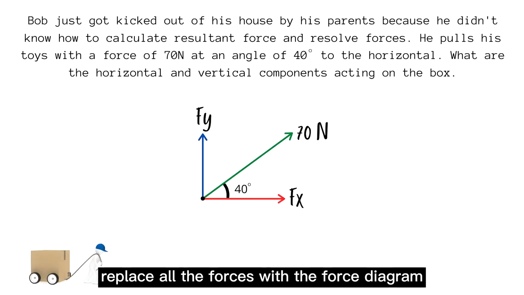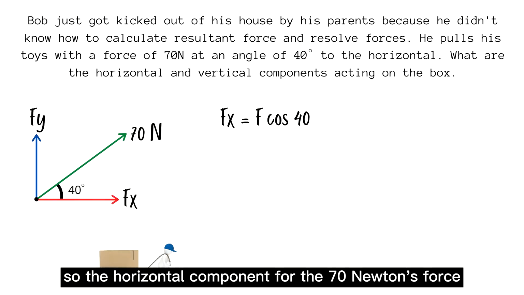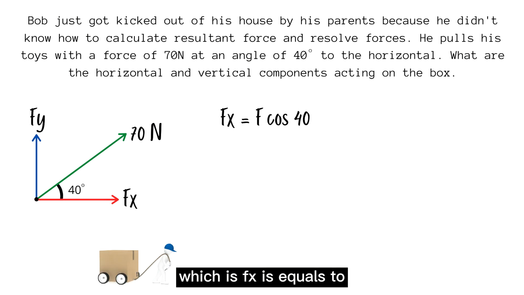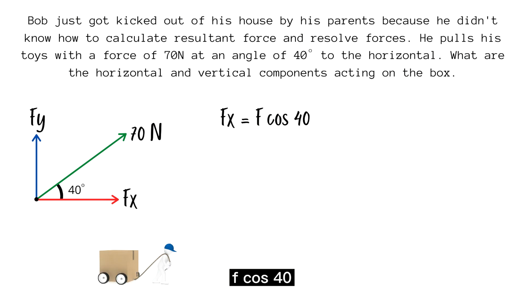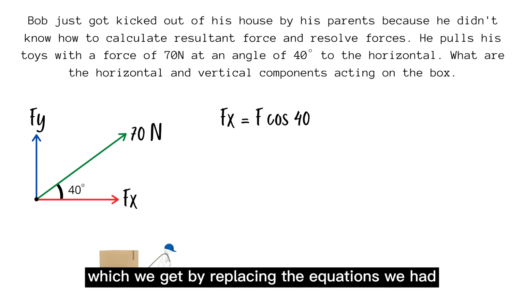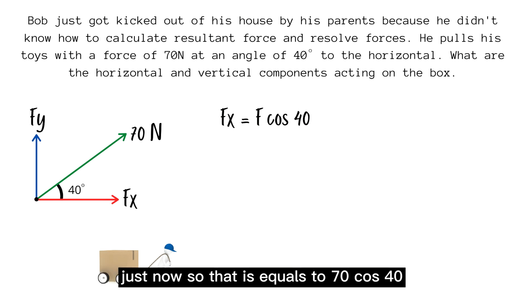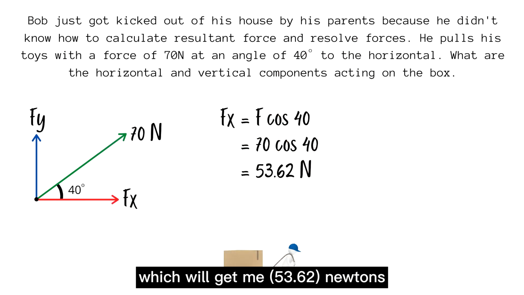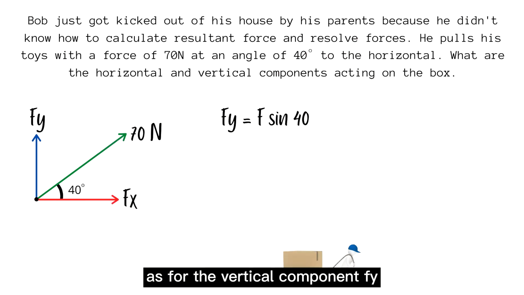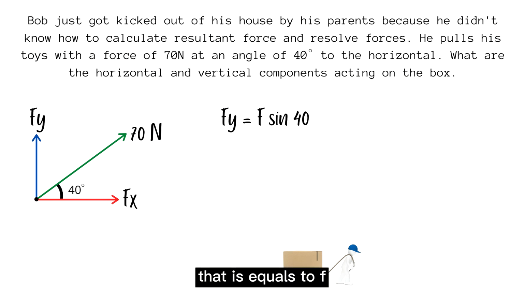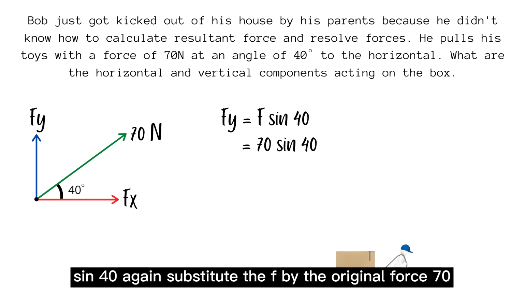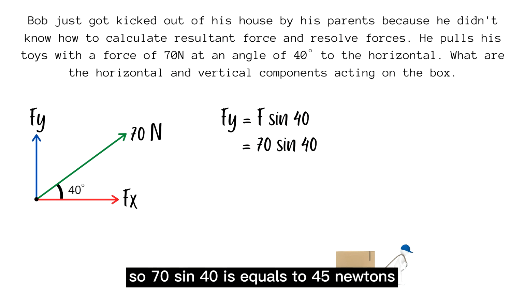So I'm going to replace all the forces with the force diagram like so. So the horizontal component for the 17 newtons force, which is Fx, equals F cos 40, which we get by replacing the equations we had just now. So that equals 70 cos 40, which will get me 43.62 newtons. As for the vertical component, Fy, that equals F sine 40. Again, substitute the F by the original force, 70. So 70 sine 40 equals 45 newtons.